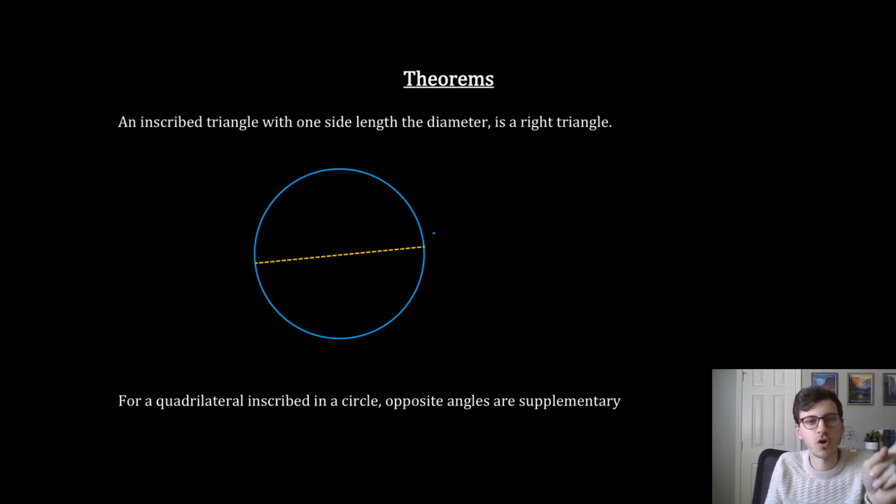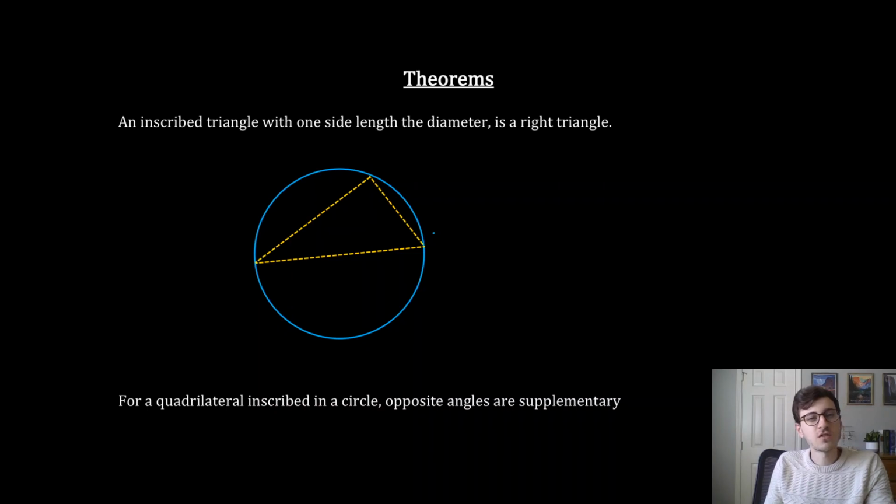An inscribed triangle with one side length the diameter. Inscribed, if you remember back to our first set of notes, means that all of the vertices are on the circle. So we would have the triangle here, and it doesn't matter actually. It just has to be inscribed. Is a right triangle. Now, how can we prove that?